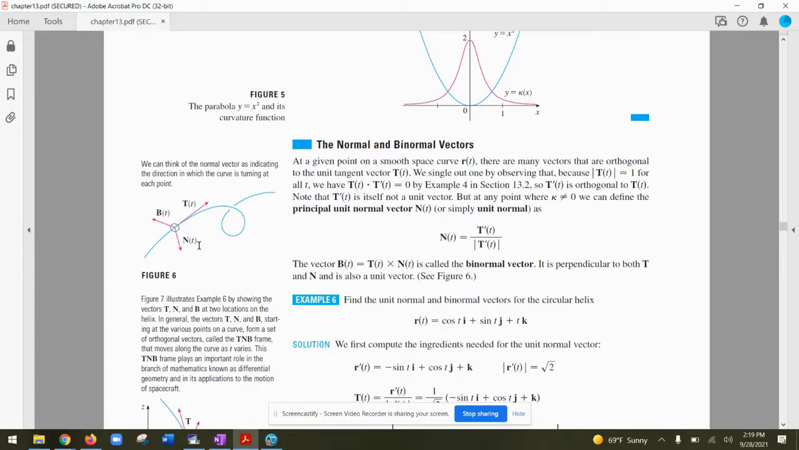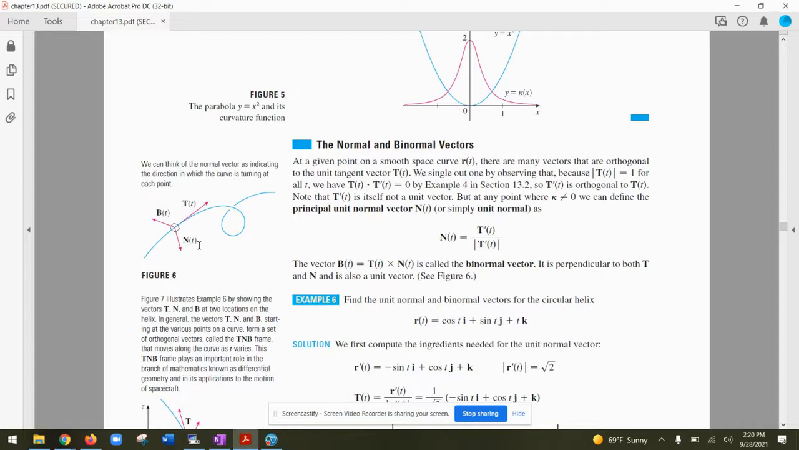At a given point on a smooth curve r of t, there are many vectors that are orthogonal to the unit tangent vector. Does that make sense visually if I do it with a curve? If the unit tangent vector is my marker, think of all the vectors that are orthogonal to it. All of these, right? And we're interested in one of them. Can you see that, Joshua? Do you understand what I'm doing? If we've got the unit tangent, then all of these vectors are orthogonal to it.